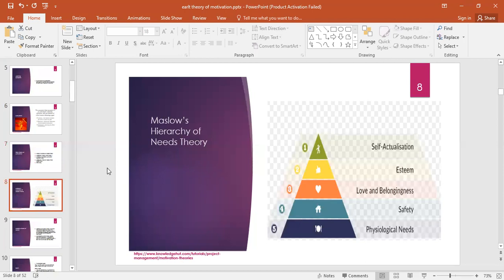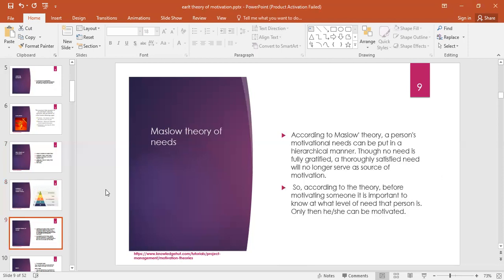In Maslow's hierarchy of needs, there are five levels: physiological needs, safety, love and belongingness, esteem, and self-actualization. According to Maslow's theory, a person's motivational needs can be put in a hierarchical manner. Though no need is ever fully gratified, a thoroughly satisfied need will no longer serve as a source of motivation. So according to the theory, before motivating someone, it is important to know at what level of need that person is.